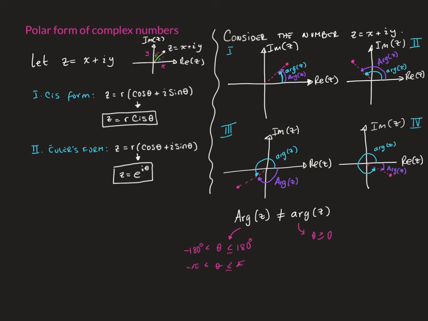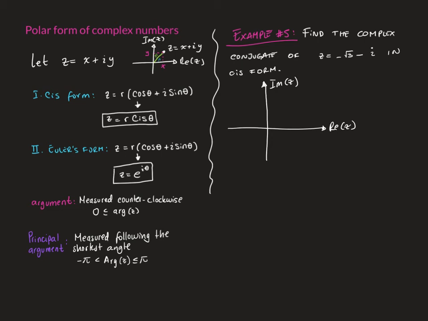But for third and fourth quadrants, we are measuring these angles clockwise. So those angles are going to be negative. And that's why you can't say that these two measurements for the arguments are the same. They are going to be different depending on which quadrant you are in. So you need to pay very close attention to the signs and the value of the arguments that you're given.